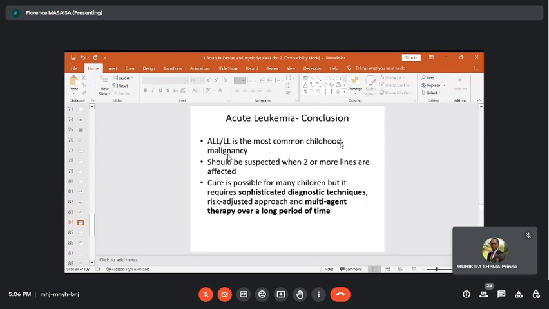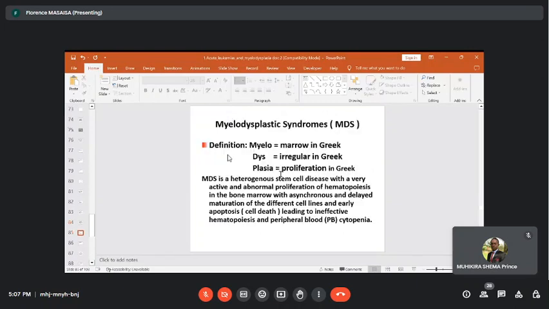In conclusion, on leukemia, ALL is the most common childhood leukemia. It should be suspected when 2 or more lines are affected. So when you are working in the district hospital and you find someone with anemia and thrombocytopenia, among your differentials, put also leukemia. Cure is possible for many children, but it requires sophisticated diagnostic techniques and a risk-adapted approach with combination therapy over a long period of time.